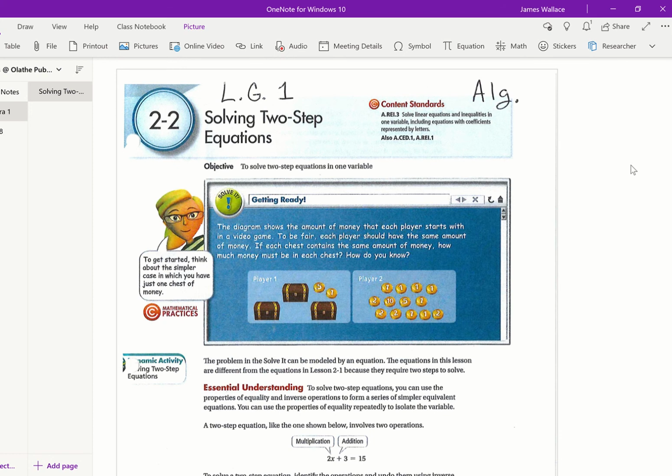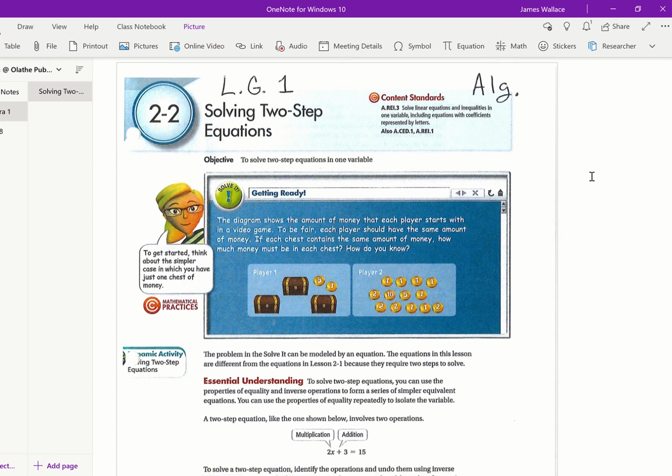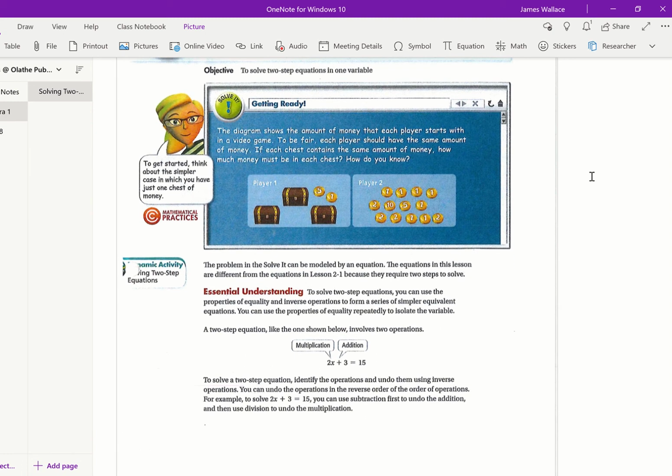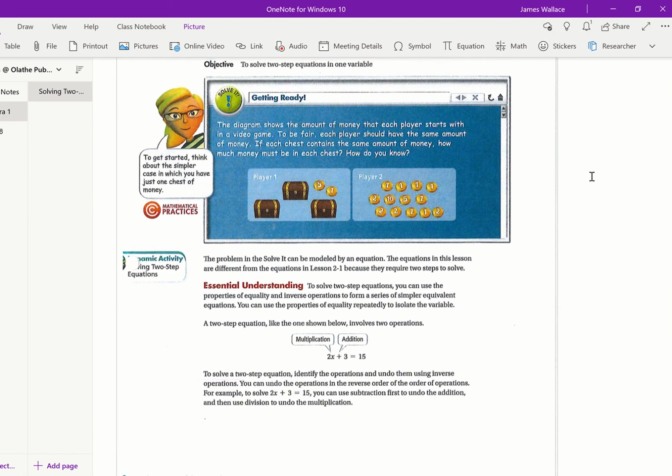So our first lesson is over solving two-step equations. You can ignore this LG1 at the top. That is from Mr. Maroney's class. Our objective today is to solve two-step equations with one variable.